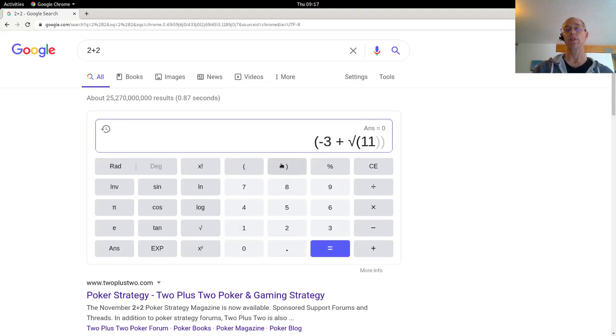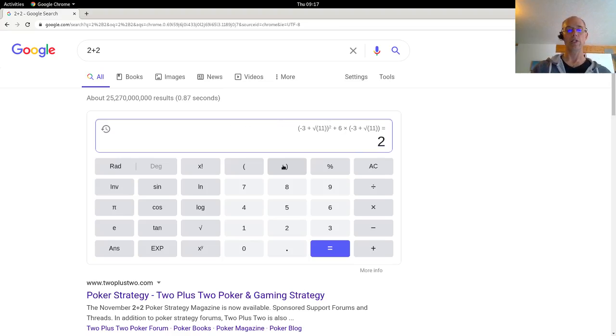Now I need to close the parentheses for the square root, and I need to close the parentheses for the whole thing. And your calculator might be different. Every calculator is a little different. So your calculator may or may not have the parentheses after the square root of 11. But I need the parentheses around the sum, and then this is squared. And then I want to add to that 6 times, parentheses, negative 3 plus square root of 11. Close the parentheses for the square root, close the parentheses for the sum, hit enter.